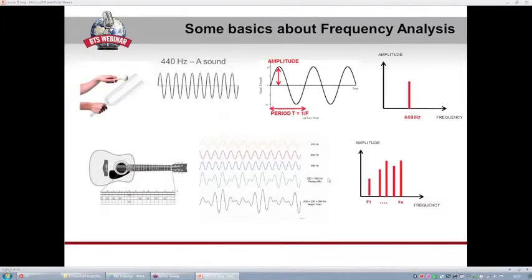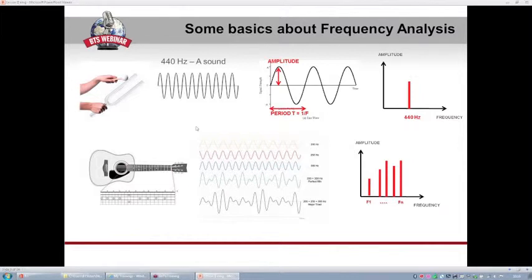Let me give you another example. A pure tone, such as the note A, can be characterized by a well-specific frequency and amplitude value, and can be represented in the time domain by a sine wave of amplitude A and period T. The same information can be represented in the frequency domain as a single vertical spike of amplitude A at the frequency F of the tone.